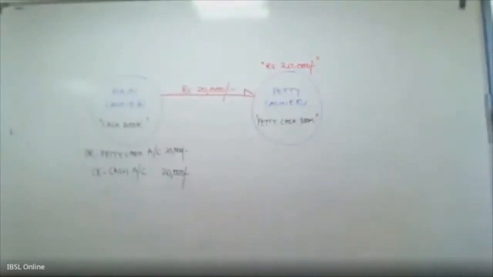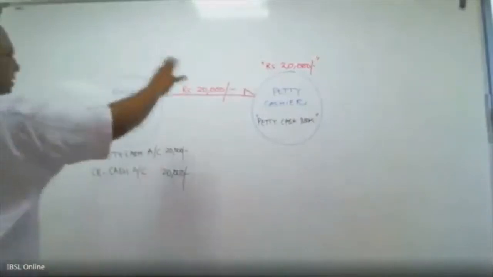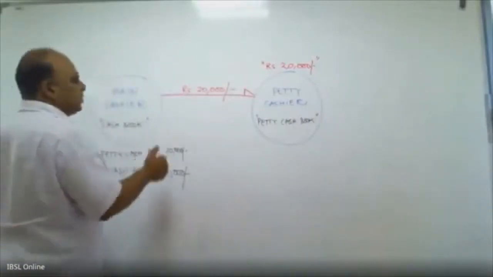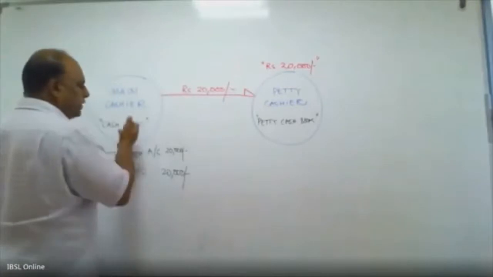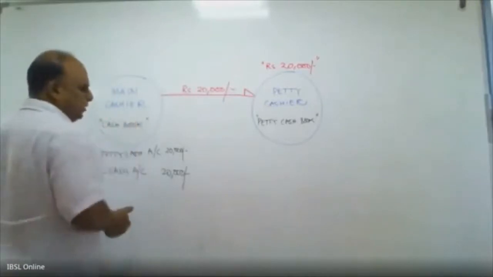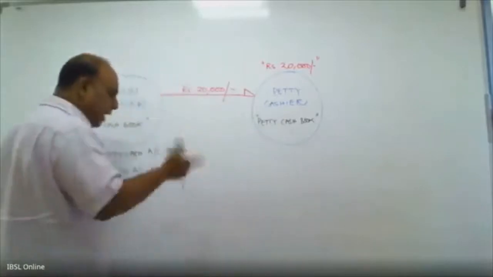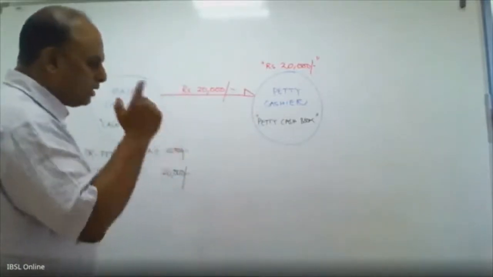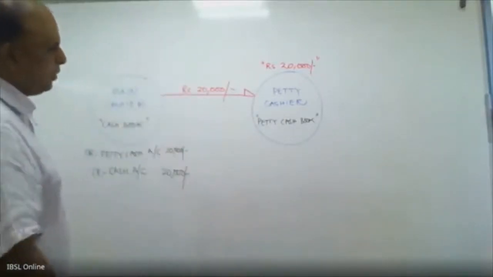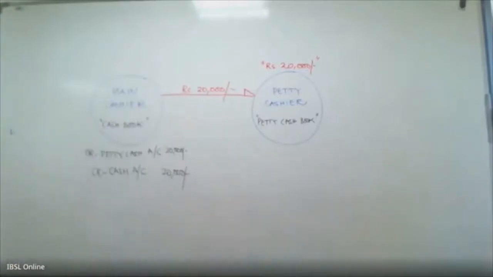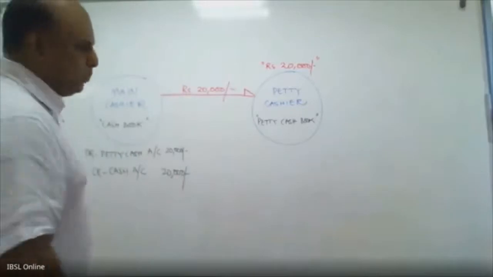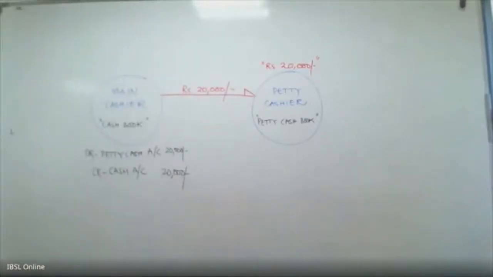So ultimately, in a normal business concern, the cash position means the physical cash held by the main cashier, the cash held by the petty cashier, plus the cash that you have in the bank account. That is entirely your cash position. Okay? Right. Coming back to this example.